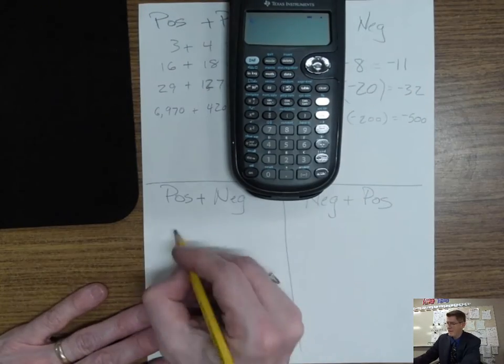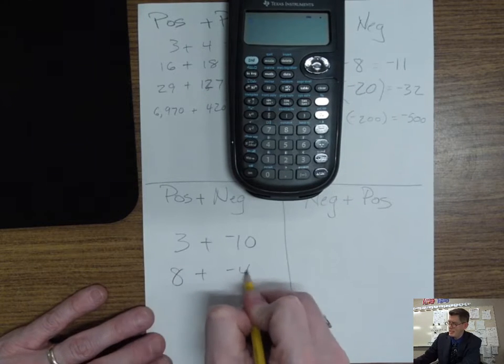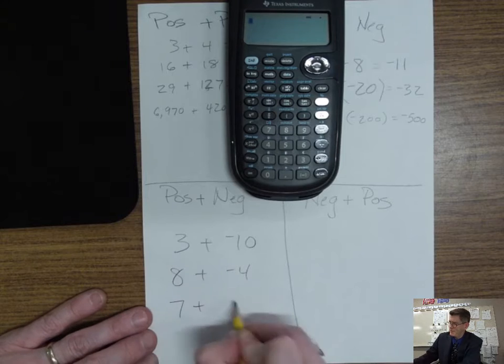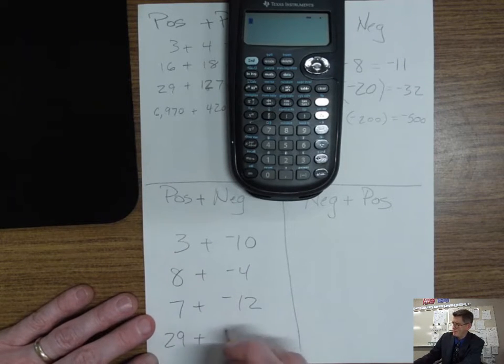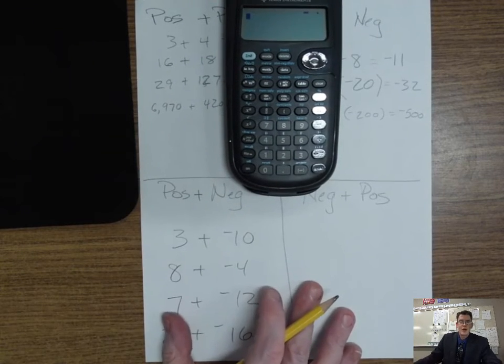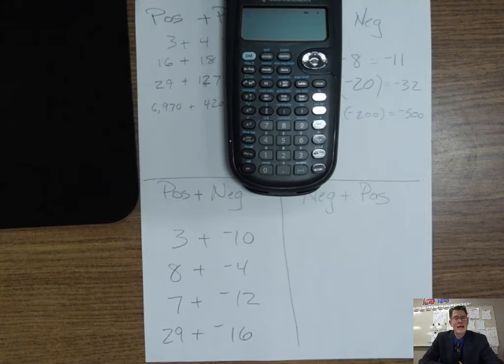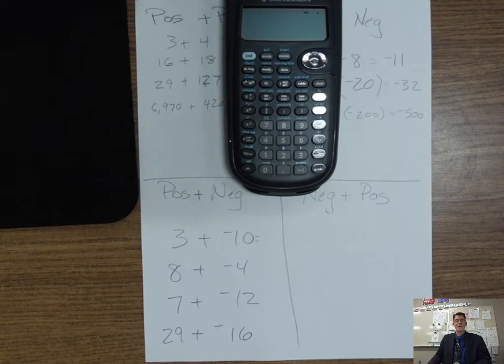So let's say I've got 3 plus negative 10, or 8 plus negative 4, or 7 plus negative 12, or 29 plus a negative 16. You can just enter it in the calculator and have the answer. But to understand what's going on, let's see if this can make sense.